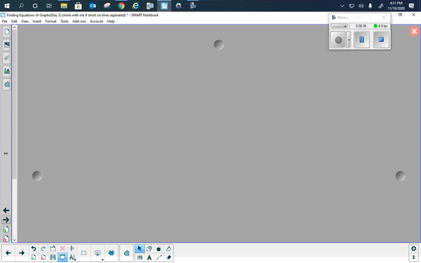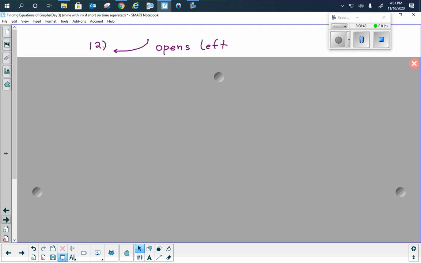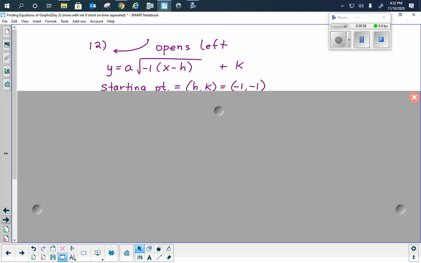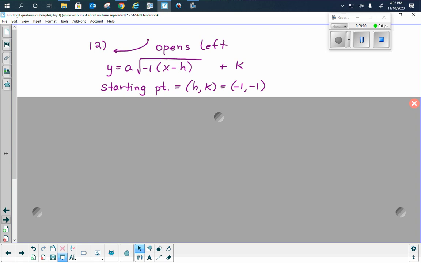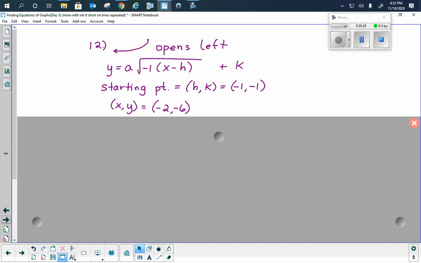So on 12, you should have drawn this arc shape. It's opening left. Left and right is what you always decide first, which means your general equation better be this one. Remember, there's 2 different ones for the arcs. If it opens to the left, it better have the negative in front of the parentheses in front of the x. Okay, your starting point, HK, was -1, -1. The XY was -2, -6.